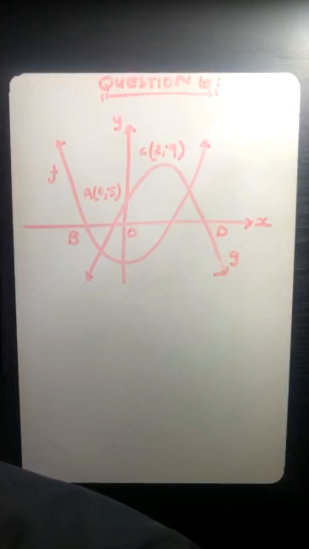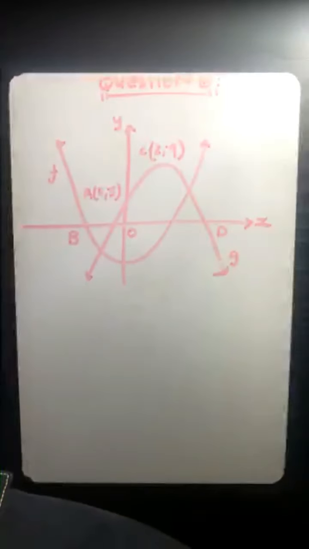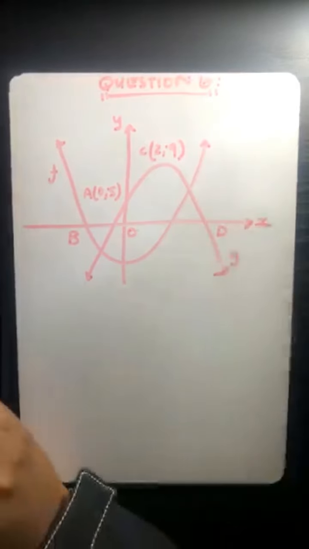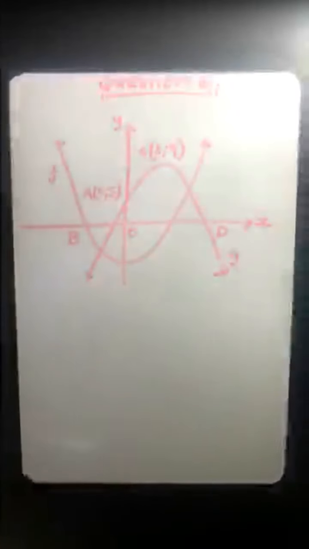Okay, this is the information that we are given. The sketch below. This is the sketch that they are referring to. Remember, this question paper was sent in the group. The sketch below represents the graphs of two parabolas, F and G. So we are given two parabolas, F and G.